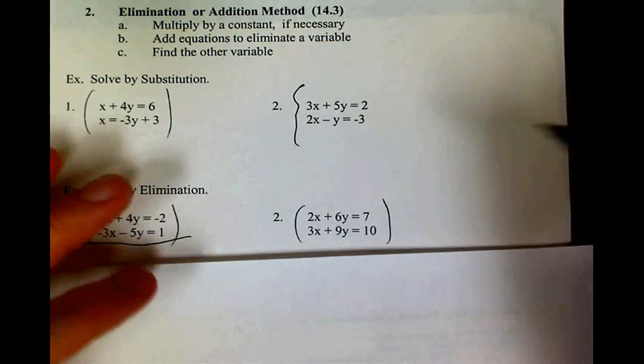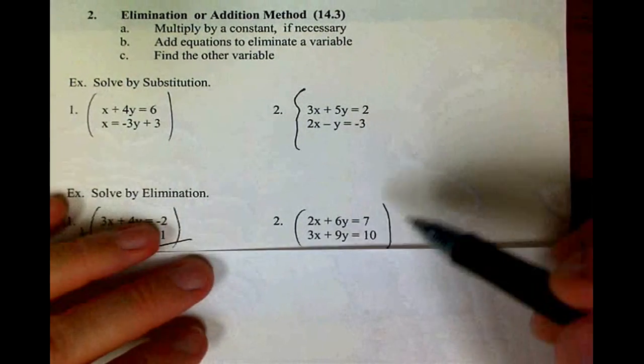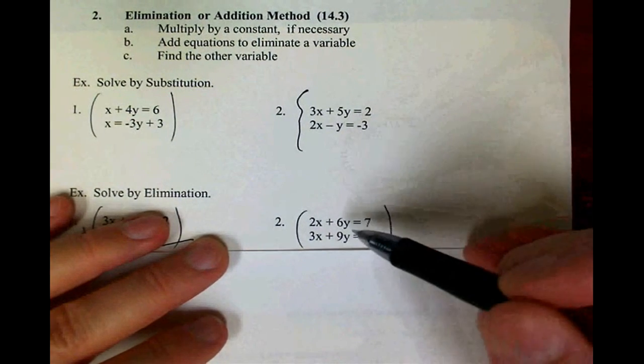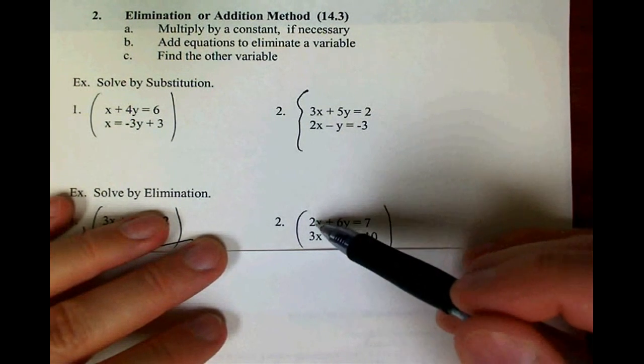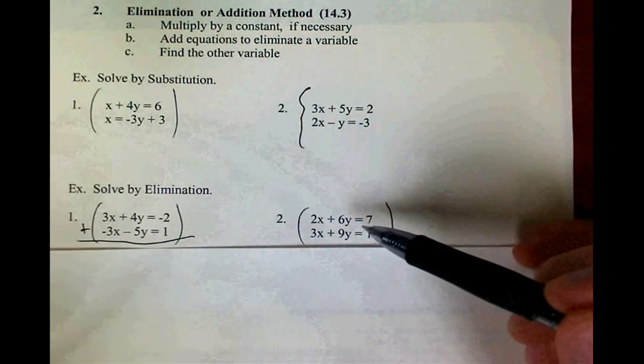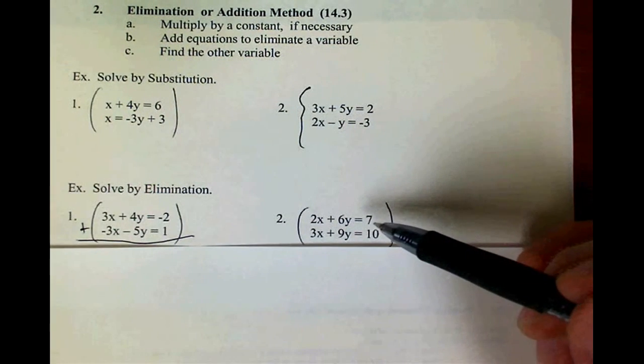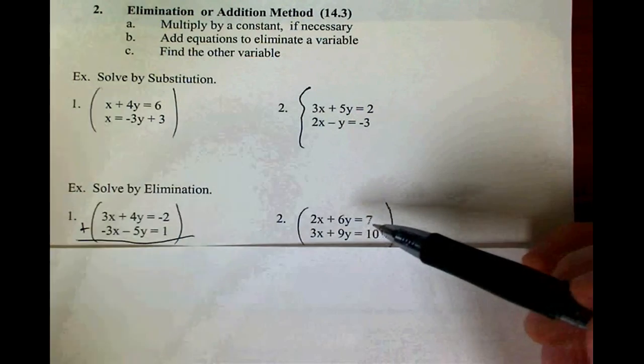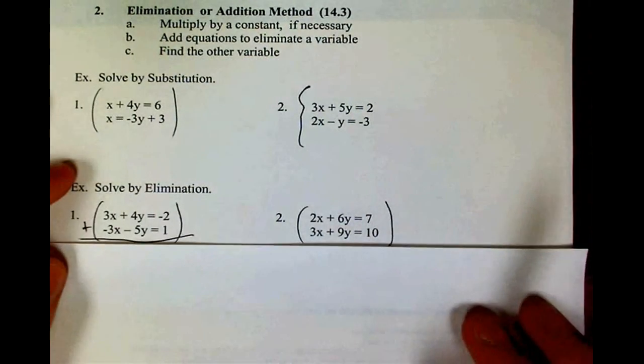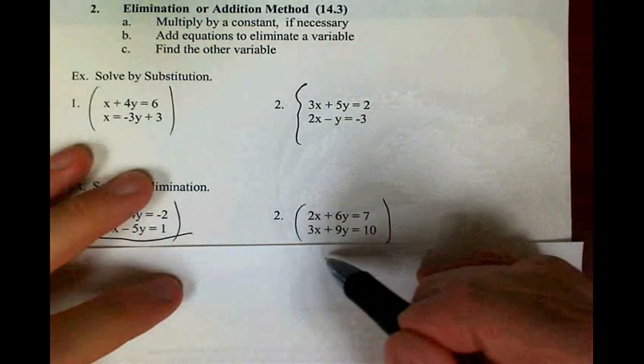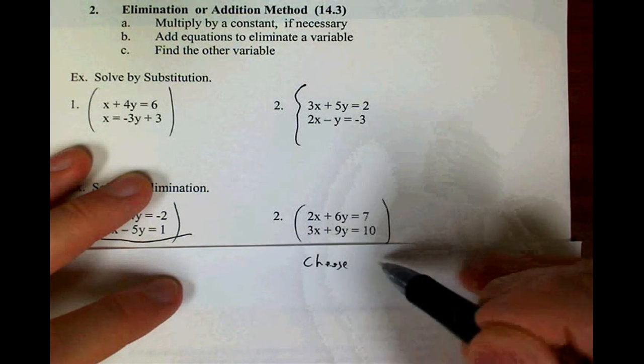Here's your whole thought process. You've got to decide, do you want to eliminate the x's first, or do you want to eliminate the y's first? Let me show you a different way of doing these. We're actually going to eliminate both of them. Some people prefer to do it this way. Let's say that we choose to eliminate x's.